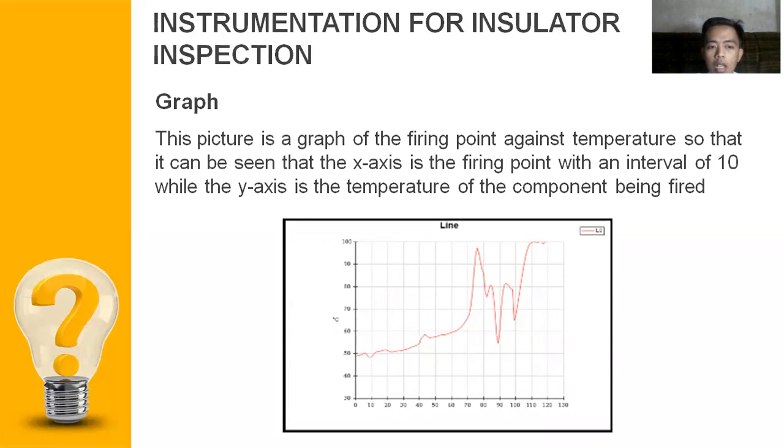And then this is a graph. This picture is a graph of the firing point temperature change, where the x-axis is the firing point with an interval of 10, while the y-axis is the temperature of the component being fired. Based on the graph, the minimum temperature of 48.5 is between 0.0 and 10, while the highest temperature of 102.8 is at point 110 until 120. The length of the graph is affected by the length of the analysis line.